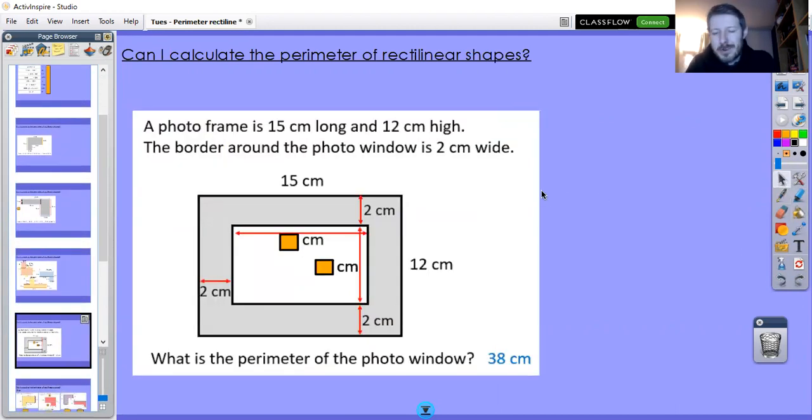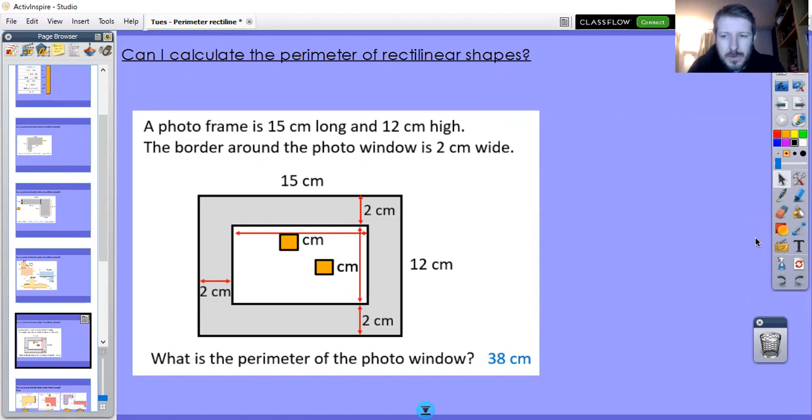And we can make these increasingly complicated. So with this question, a photo frame is 15 centimeters long and 12 centimeters high. The border around the photo window is 2 centimeters wide. What is the perimeter of the photo window? So I've given you the perimeter, but can you think what these lengths might be? So pause the video and have another little go.